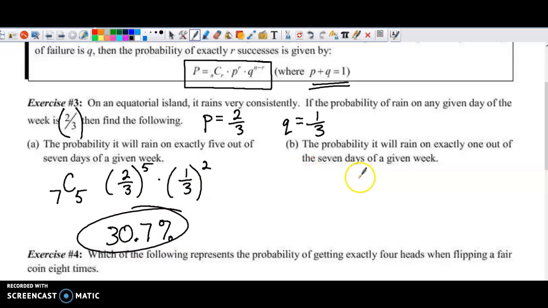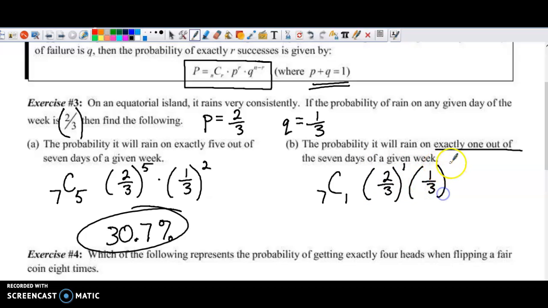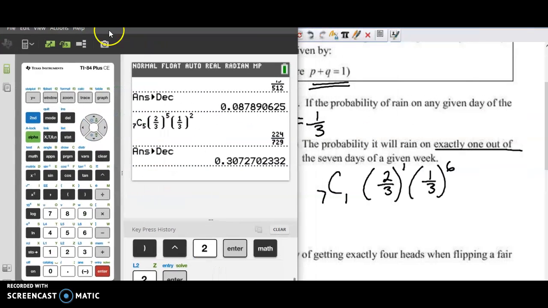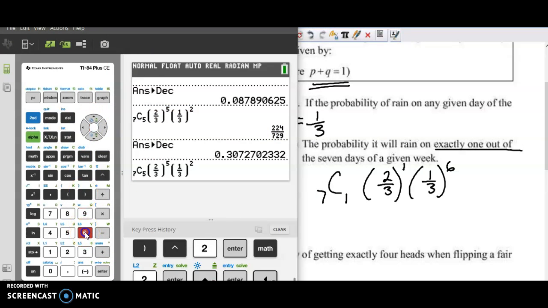So what about the probability it will rain on exactly 1 out of the 7 days? So not very likely. So 7, combination 1, we want the probability of rain to be exactly once, and then we want it to not rain 6 times. Again, if I'm going too fast, you might just want to write down your questions and bring them to class. But what I like so much about this is I could go back to things I've already typed in and just change a few pieces to it.